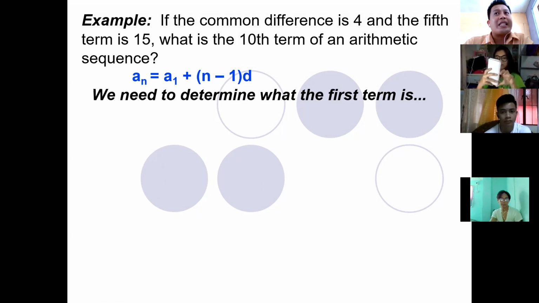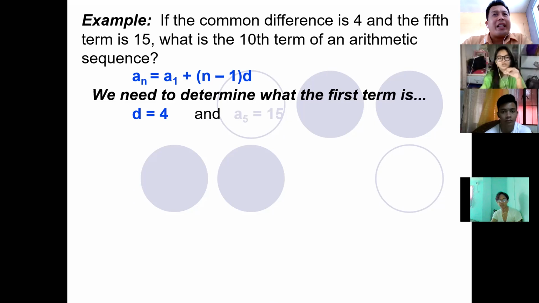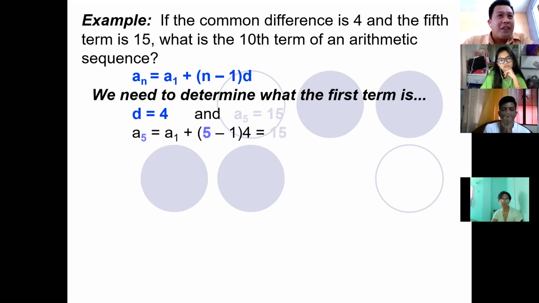Since our common difference is d, let us say that the 5th term will signify a sub n. So a sub 5 is equal to the first term plus, since a sub 5 means that n is equal to 5, we have 5 minus 1, quantity 4, is equal to 15. Is that clear, 15? So a sub 5, which is equal to 15, is equal to a sub 1 plus quantity 5 minus 1 times 4, which is the common difference.